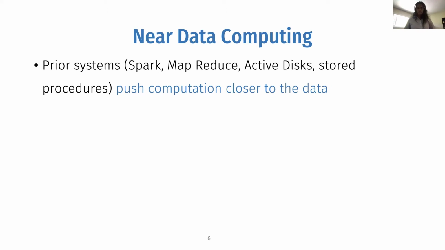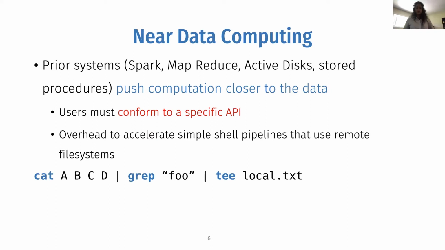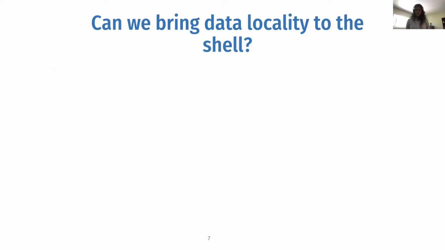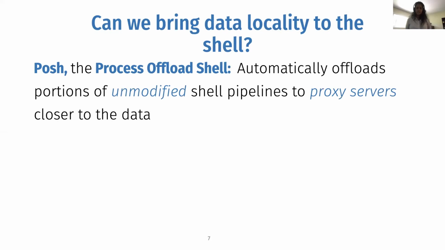However, to use these, users must conform to a specific API, and for simple shell pipelines that use remote files, there might be more overhead than is worth to try to use these systems. So in this talk, we ask the question: can we bring data locality to the shell? We present POSH, the process offload shell, a system that automatically offloads portions of unmodified shell pipelines to proxy servers closer to the data.